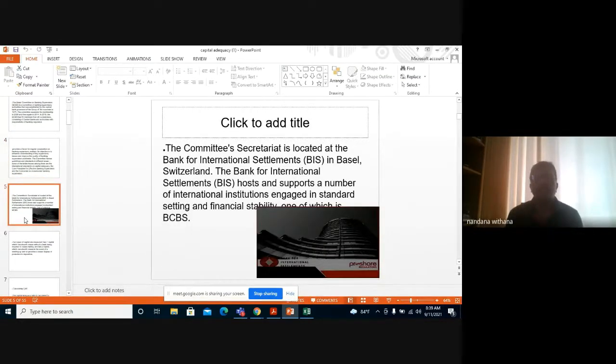That's where Basel is. The committee secretariat is located at the Bank for International Settlements in Basel, Switzerland. The Bank for International Settlements hosts and supports a number of international institutions engaged in standard setting and financial stability, one of which is BCBS.